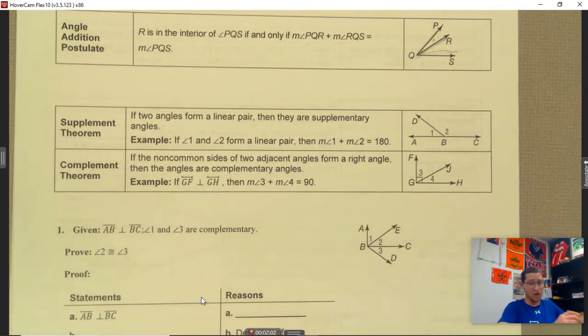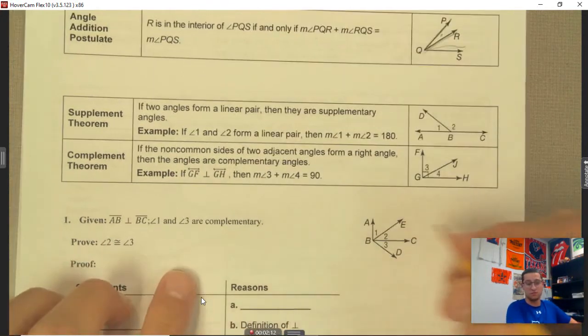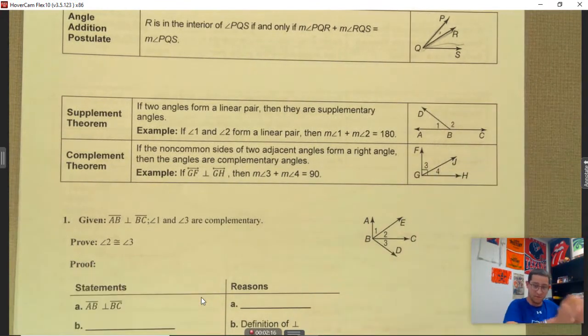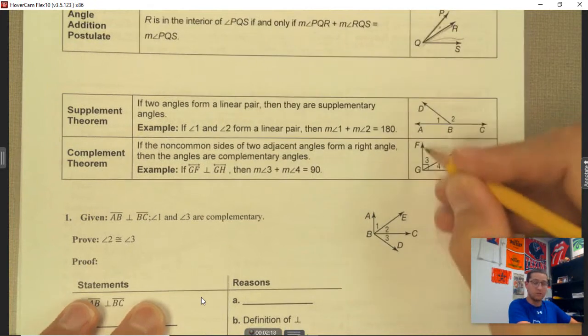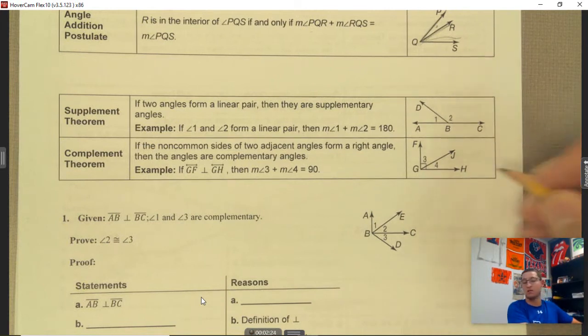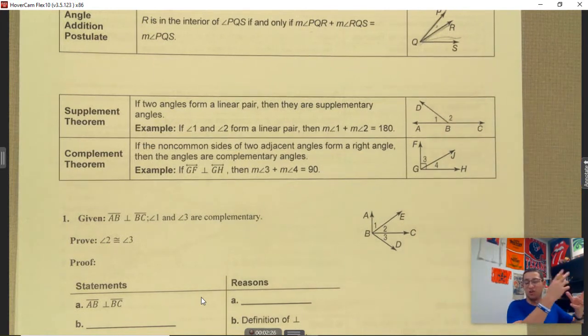Very similar with the complement theorem. This is just a theorem to talk about the fact that if two pieces, like angles 3 and 4, fill up the right angle, then they add up to 90 and they're complementary. So these are two facts that we've already talked about, just in theorem form.